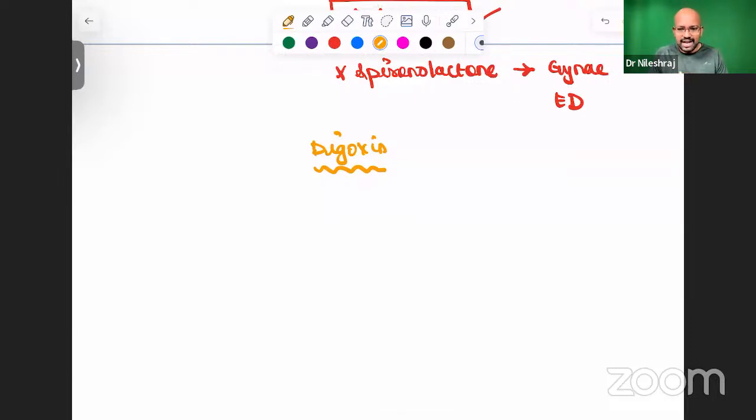Gopinath is asking about ENaC drugs. ENaC drugs, usually we don't use them here in treatment of heart failure, buddy. We have some ENaC blockers like amiloride and triamterene. Those drugs, we don't use for heart failure. This eplerenone is not an ENaC drug. It is an aldosterone receptor or mineralocorticoid receptor antagonist agent.